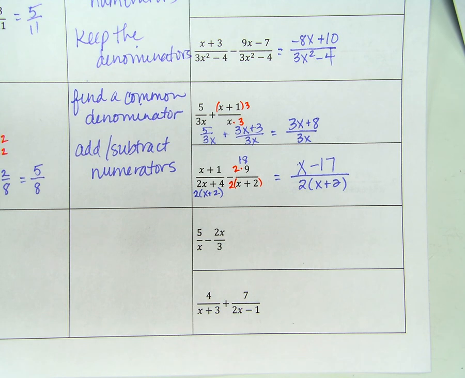They'll try to take out the x's. We can't do that, can we? They're not common factors. You okay so far?